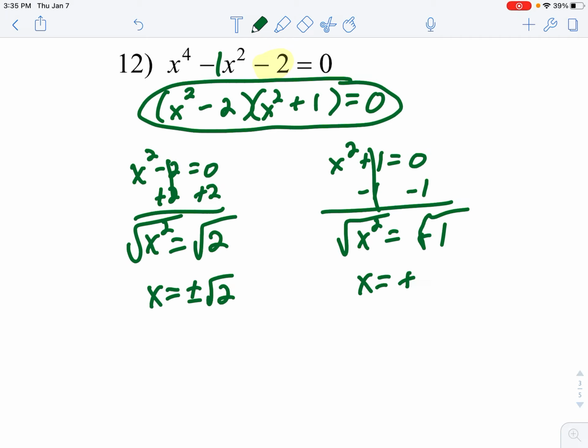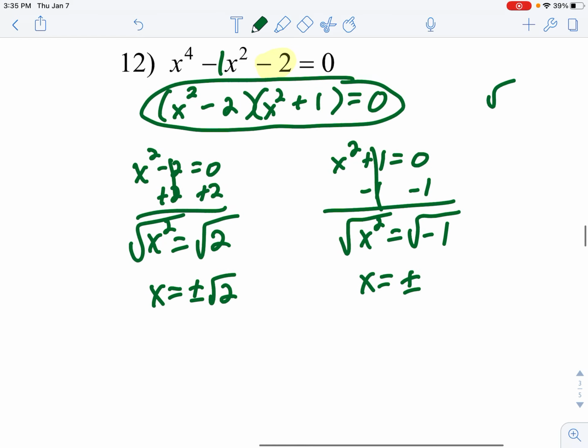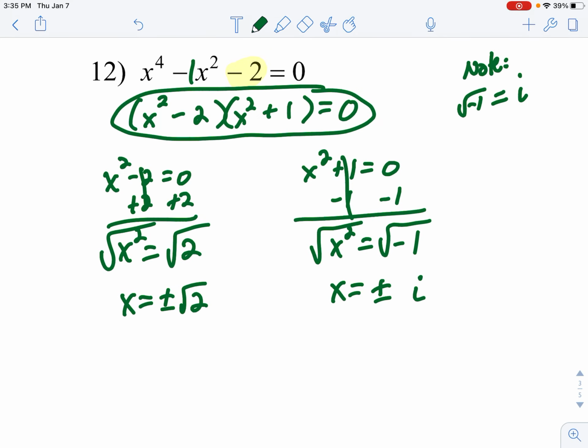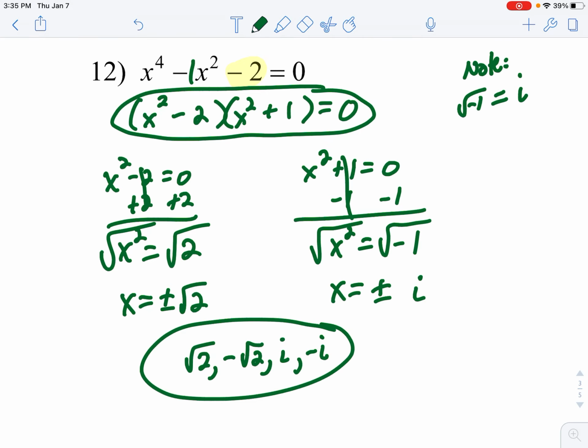X equals plus minus. Now, that looks sloppy as heck. Let me fix that. What's the square root of negative 1? Well, this is a whole lesson we had. The square root of negative 1, here I'll do a note. Square root of negative 1 is what we called i. So this is going to be plus or minus i, the imaginary number. So our answers are square root of 2, negative square root of 2, i, and negative i. I hope I did it right.